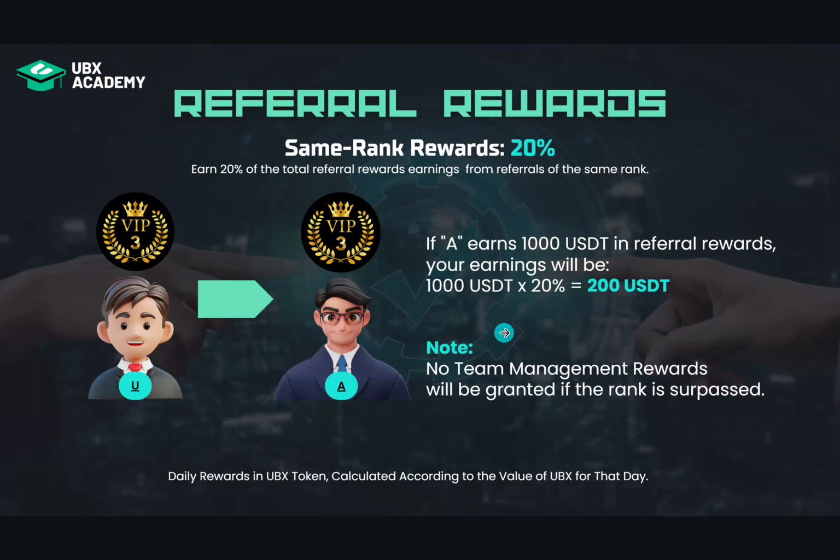So take note, no team management rewards will be granted if the rank is surpassed. Meaning, if your direct referral becomes a V4, and you still remain as a V3, then whatever his total revenue or earning doesn't concern you anymore. So always make sure your structure is correct and monitor your structure very closely. Don't miss the opportunity to raise your rank, so you will not miss all the benefit.